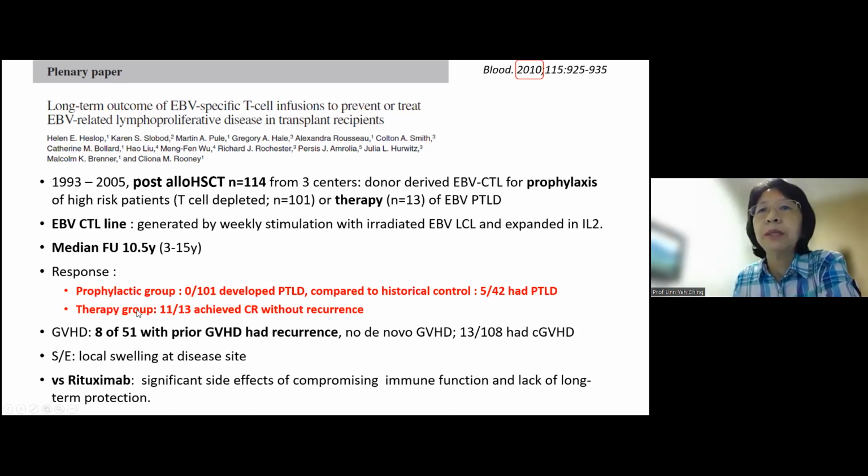For treatment of PTLD, 11 of 13 patients achieved a CR without recurrence. GVHD risk is low, and the authors commented that in comparison, rituximab, which is the standard first-line drug used in treatment of PTLD, is suppressive to B cell function and does not confer long-term protection.